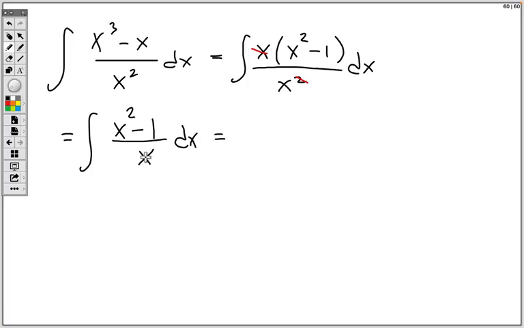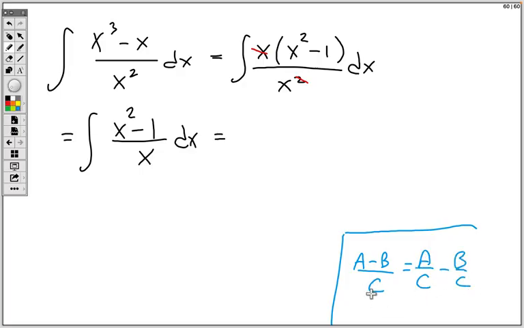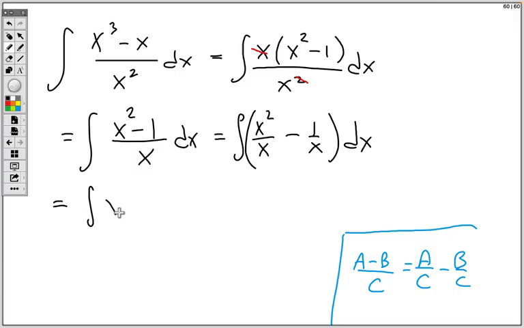And now we're going to do some more algebra, because if you have a fraction, the book calls this separating numerators, which sounds violent. But if you have fractions like this, really what's happening is we're distributing the factor of 1 over x to both terms. But this really is just the distributive property again. So we can write this as x squared over x minus 1 over x dx. X squared divided by x we can simplify.